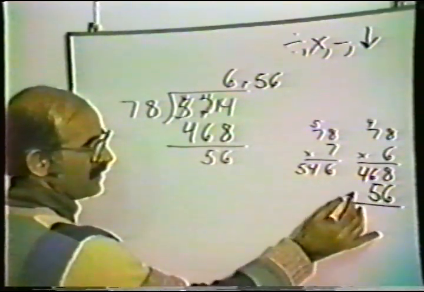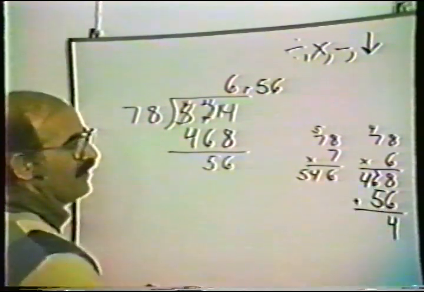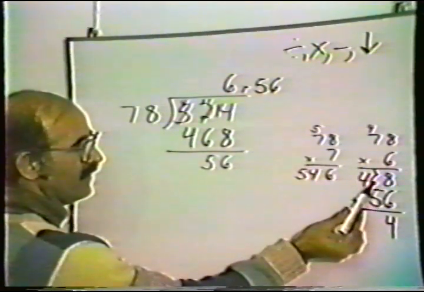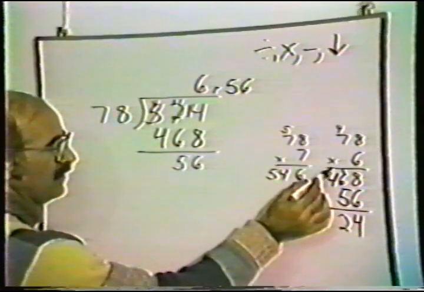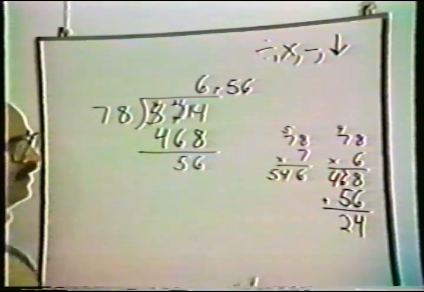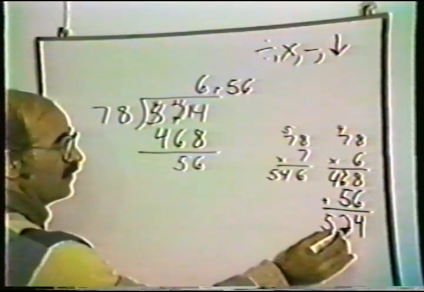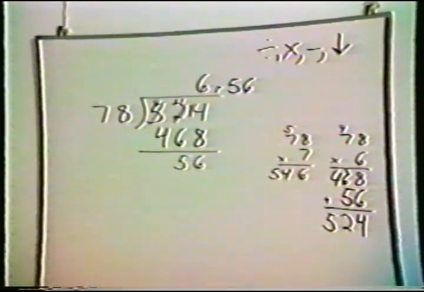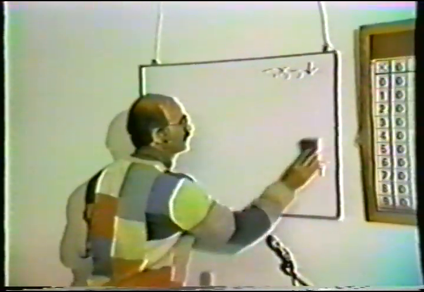So 8 plus 6 is 14. Put down the 4, carry the 1. 6 plus 1 is 7, and 7 plus 5 is 12. Put down the 2, carry the 1. 1 plus 4 is 5. 524. So sometimes they come out even, but sometimes we have a remainder.